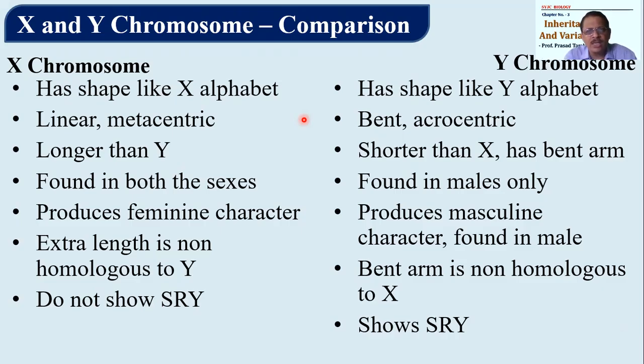This can be asked as a 2-mark question. Distinguish between X chromosome and Y chromosome. You are supposed to write the appropriate points. Appropriate points का मतलब समझ में आया?